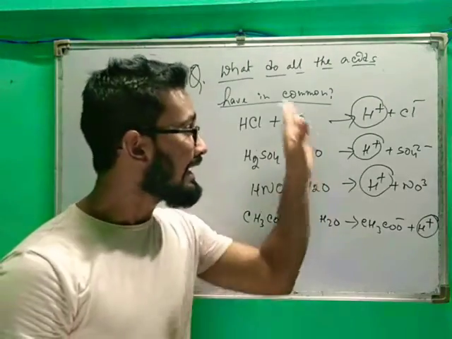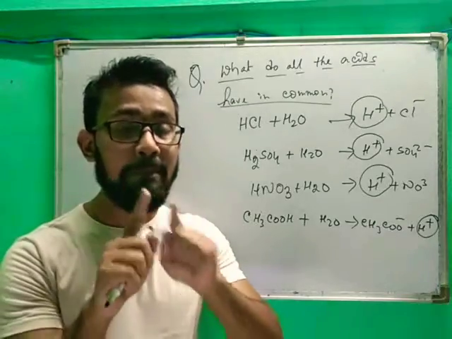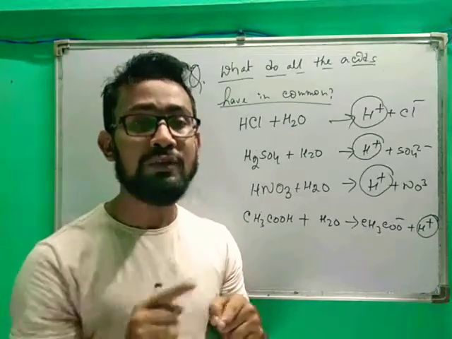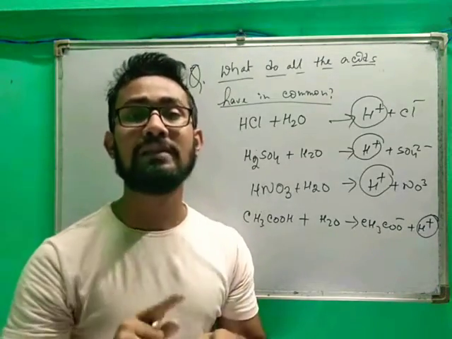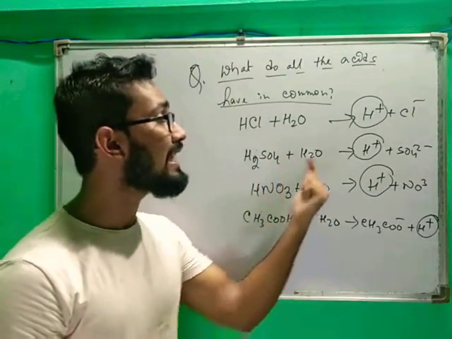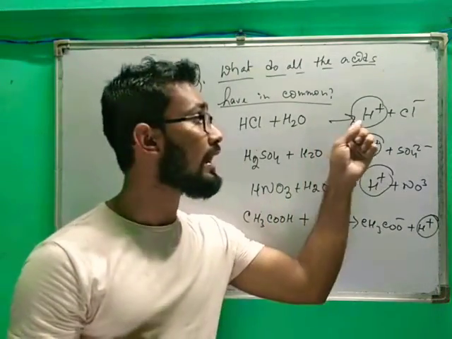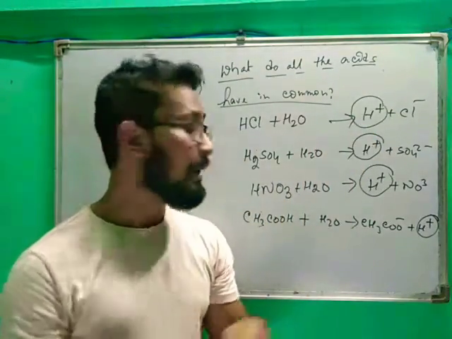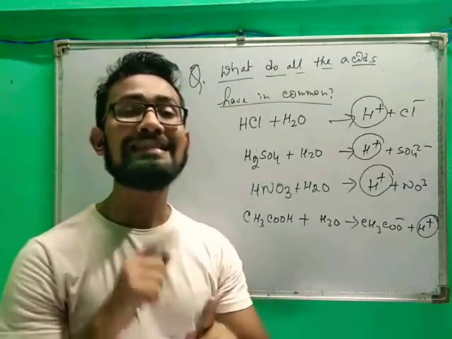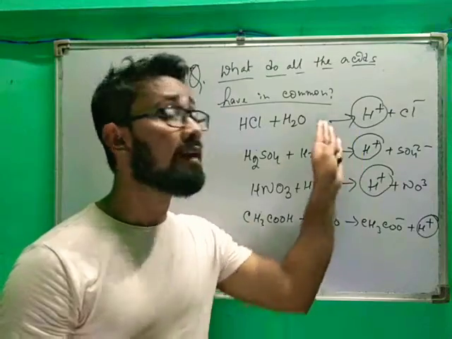Now, if every acid is producing hydrogen ions, the acids which produce a larger amount of hydrogen ions are strong acids. For example, HCl, H2SO4 and HNO3 are strong acids, as they produce more hydrogen ions. But in the case of this one, it produces fewer hydrogen ions, so this is our weak acid. These three are our strong acids.